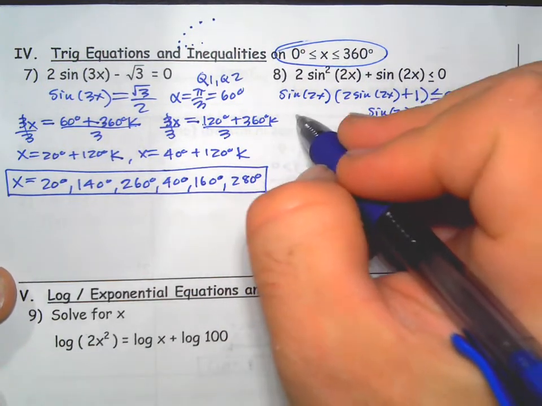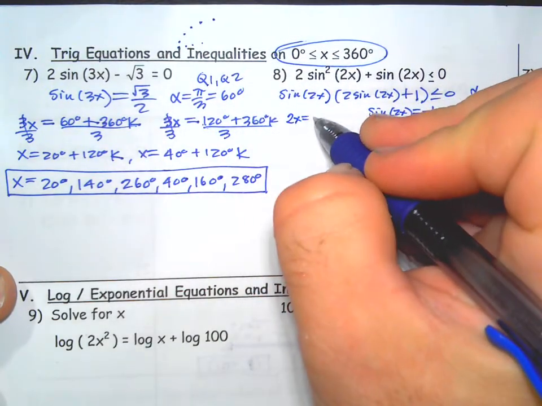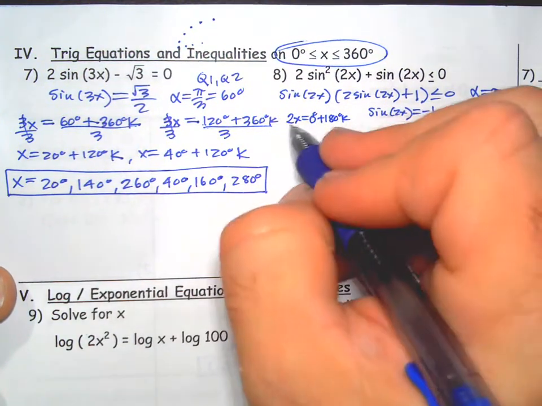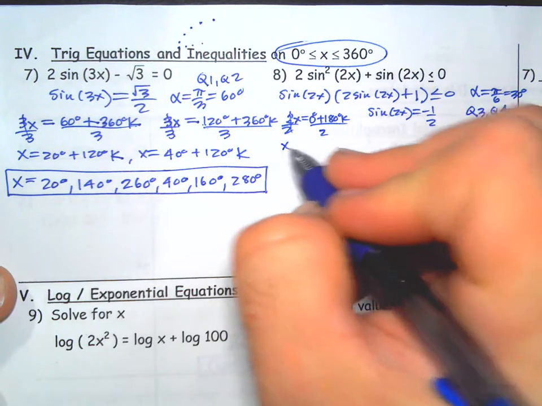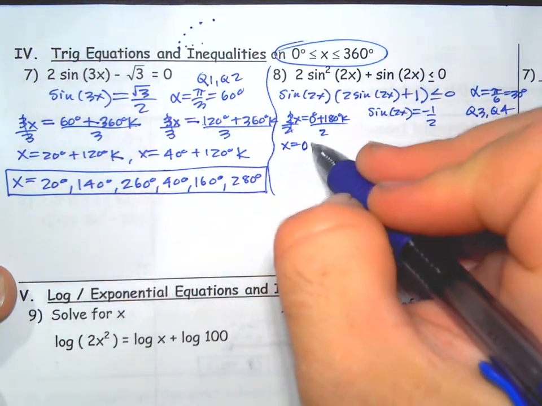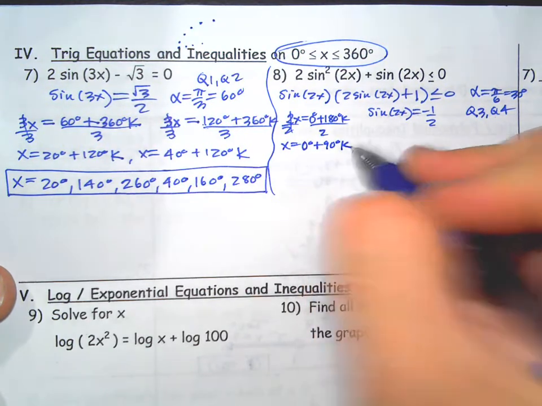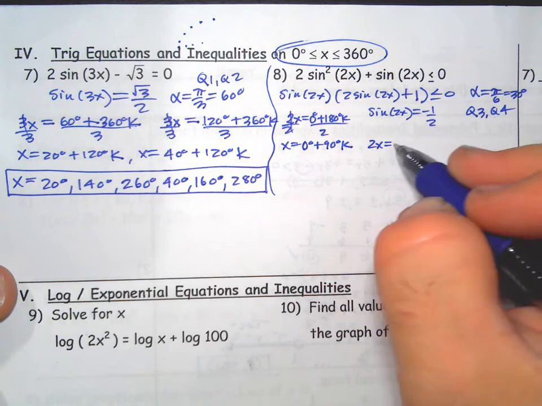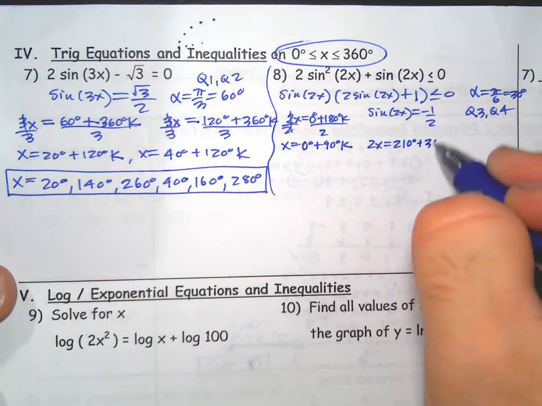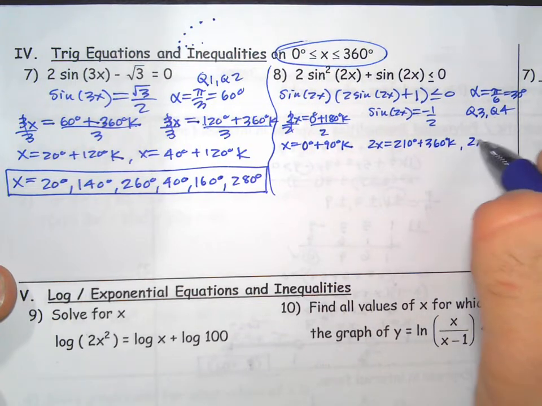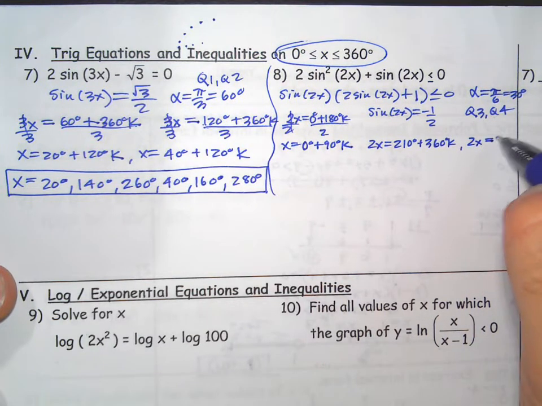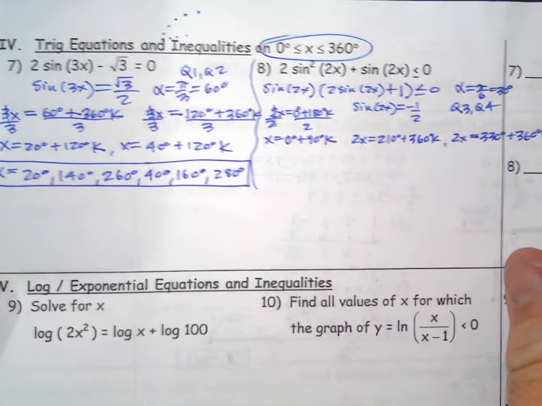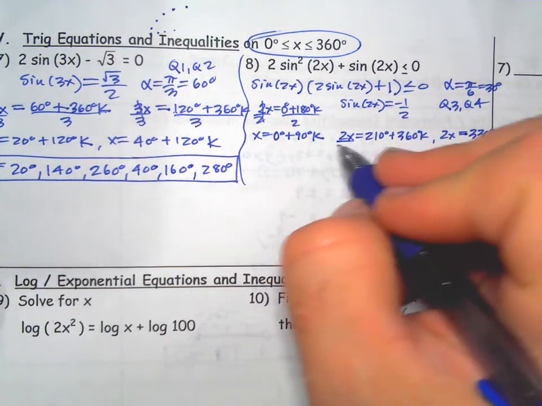This over here is going to be 2x equals 0 plus 180k, so it's going to be x equals 0 plus 90k. 2x equals, quadrant 3 is going to be 180 plus alpha, so 210 plus 360k. And quadrant 4 is going to be 360 minus alpha, so 330 plus 360k. 5 by 2.